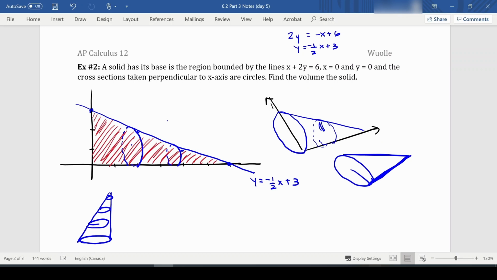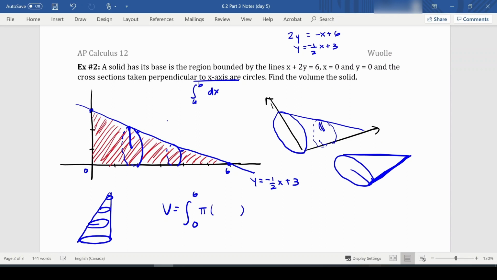Okay? And if we wanted to find the volume of this solid, we would take the integral from 0 to 6 because we are perpendicular to the x-axis. So we're going to integrate with respect to x, and our bounds should be x values. In this case, our a is 0, our b is 6 because that's where we're starting and ending. We would still have pi r squared, but the question is, well, what is our r?